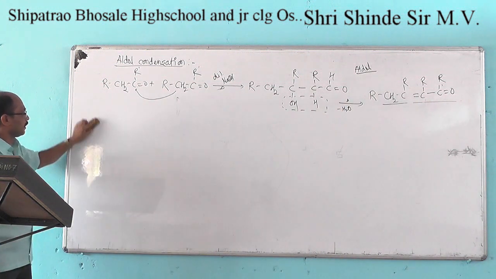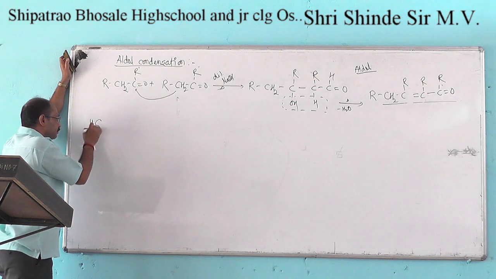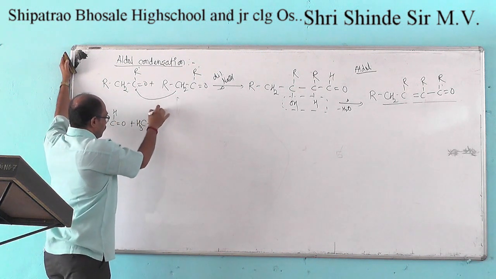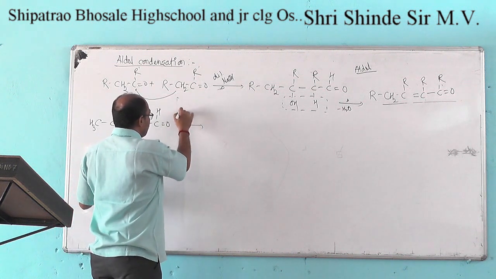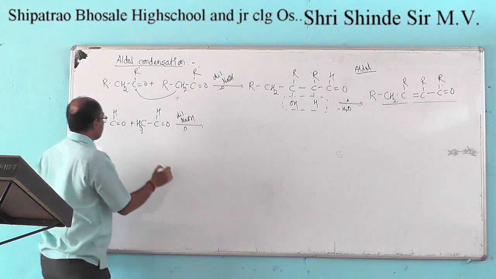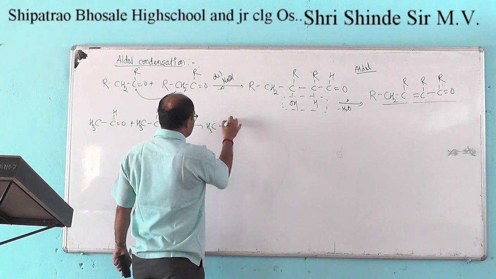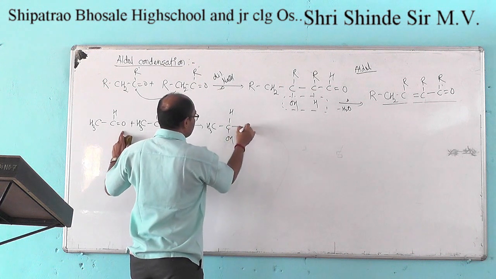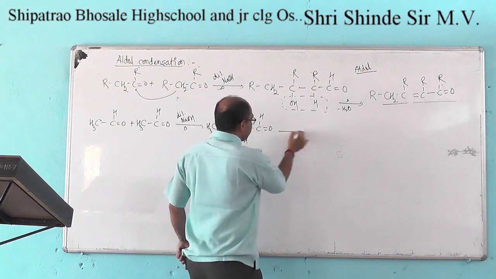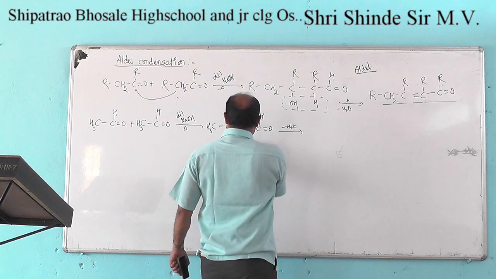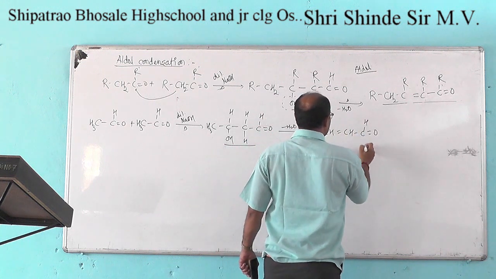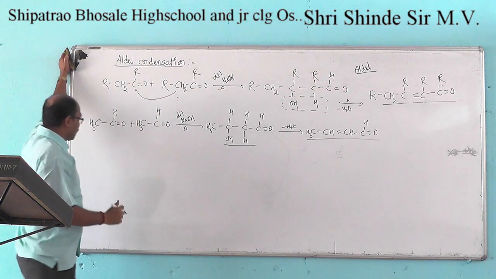Now for example, suppose I am taking acetaldehyde, which on treatment with a dilute alkali gives the formation of the corresponding CH3 CHOH CH2 CHO, a beta hydroxyaldehyde, which further on dehydration gives the formation of the corresponding alpha beta unsaturated aldehyde.